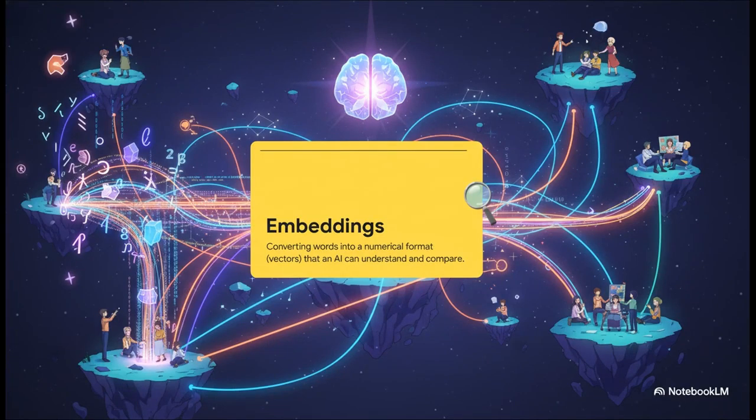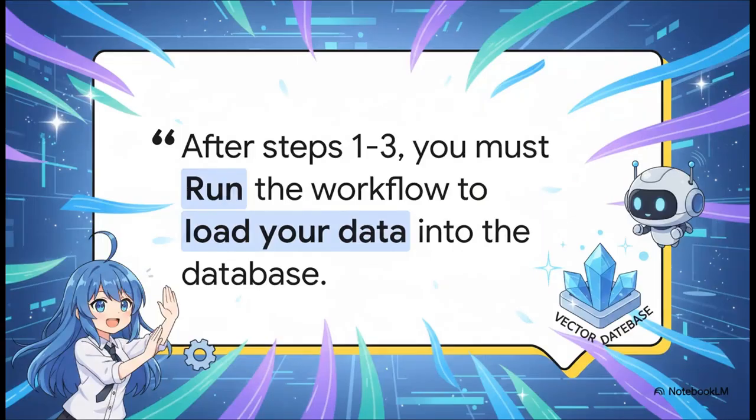You're basically turning words and sentences into a bunch of numbers or vectors. Think of it like turning a word into a coordinate on a giant map of meaning. This lets the AI understand the context and relationship between ideas, which is how it finds the perfect answer to your question.